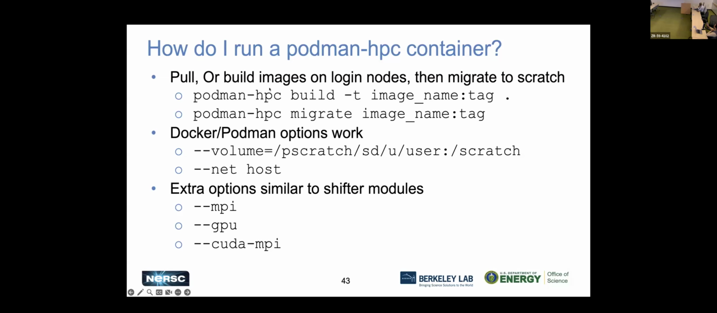Okay, so once you pull or build your images on the login node, you want to make sure you migrate them to Scratch as well. Same thing for Docker and Podman options that are available. Other options that you can use, similar to Shifter modules within Podman, are MPI, GPU, and CUDA MPI as well. Do we have any users that know if they will be making use of containers heavily in their work over the summer?